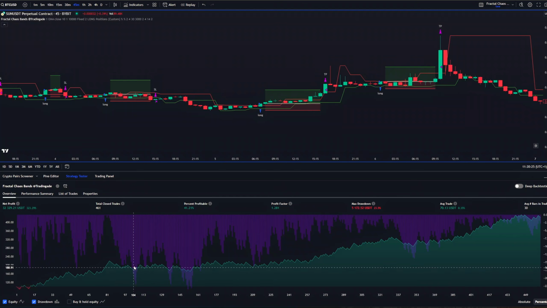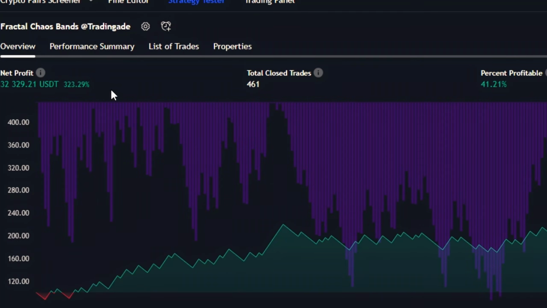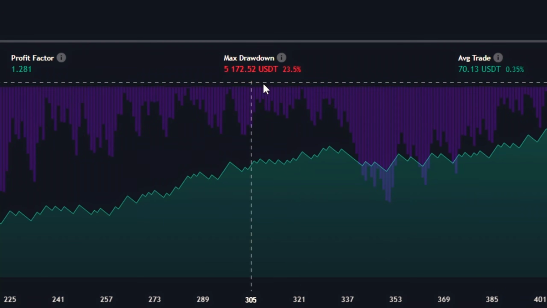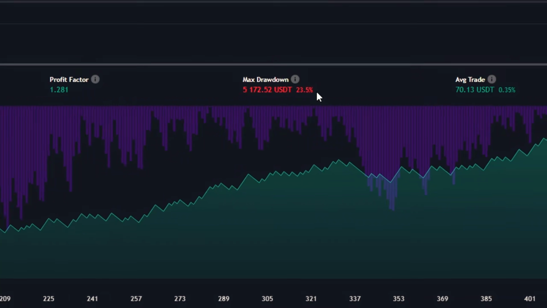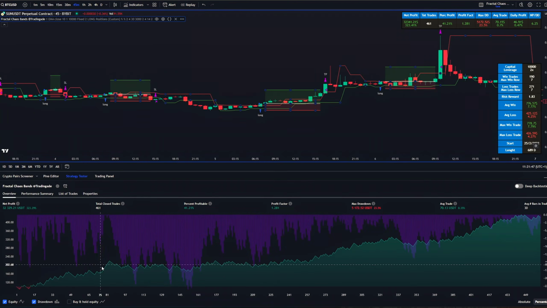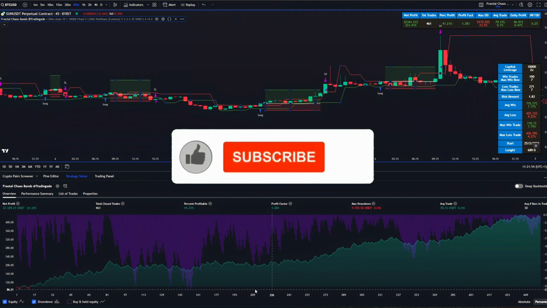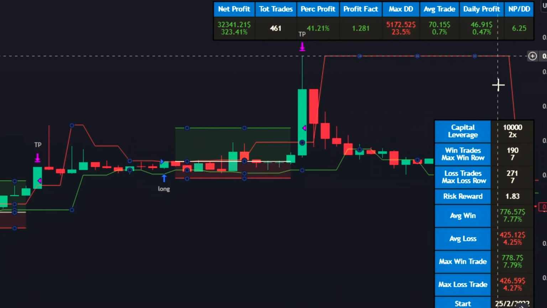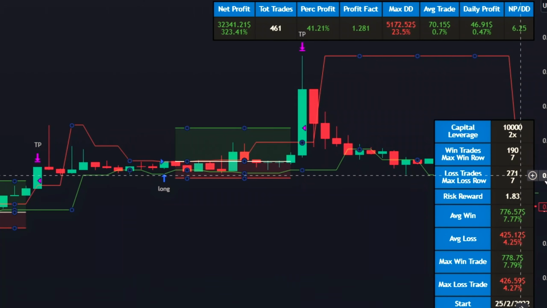As you can see, guys, we have a spectacular equity line, 323% net profit, 461 total trades, 41% win rate, 1.28 profit factor, 23.5% max drawdown, and 0.35% average trade. What I like the most about this backtest is the equity shape, because it constantly goes up and it produces really steady profits. The drawdown is acceptable, net profit / drawdown 6.25, max win row 7, max loss row 7.